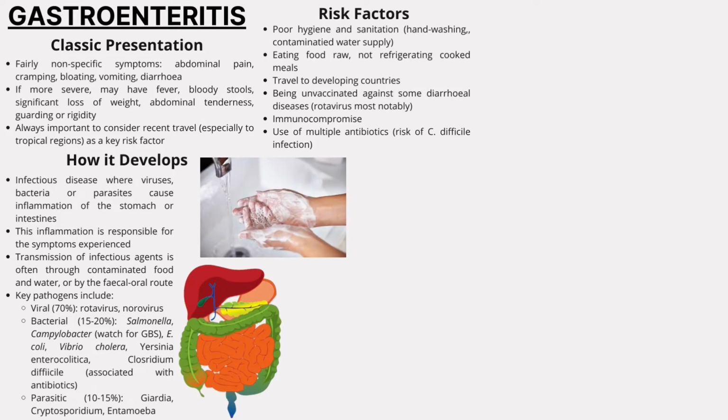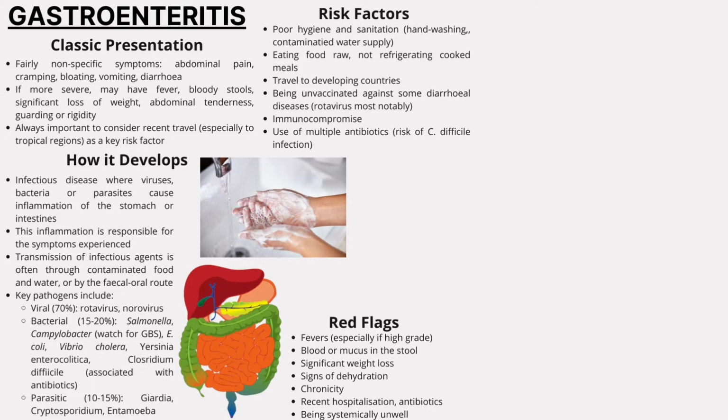The key risk factors for contracting gastroenteritis include poor hygiene and sanitation, so lack of hand washing, a contaminated water supply, eating food raw, not refrigerating cooked food, traveling to developing and tropical countries, being unvaccinated against some diarrheal diseases like rotavirus would be a classic example, and the use of multiple antibiotics, which is a predisposing factor for the development of a Clostridium difficile infection.